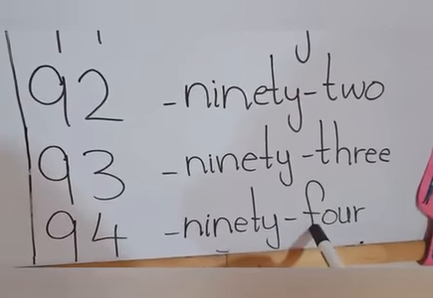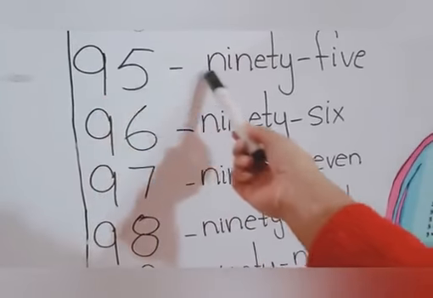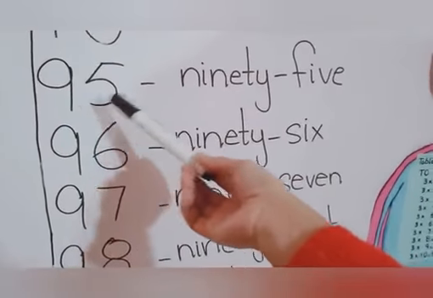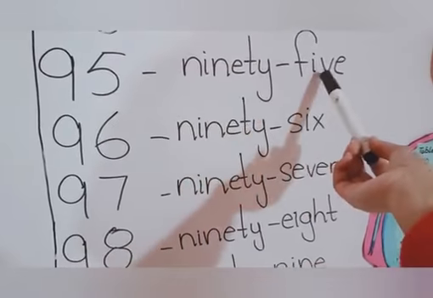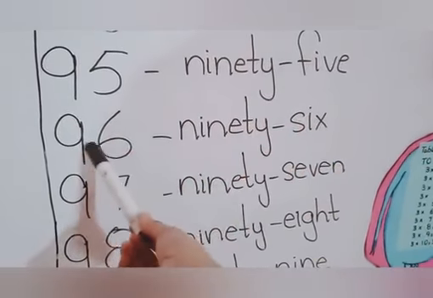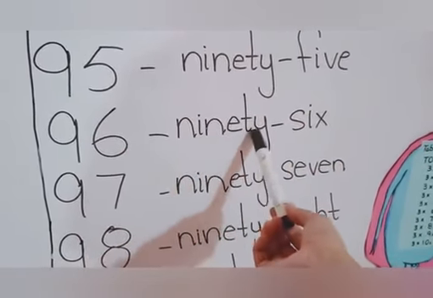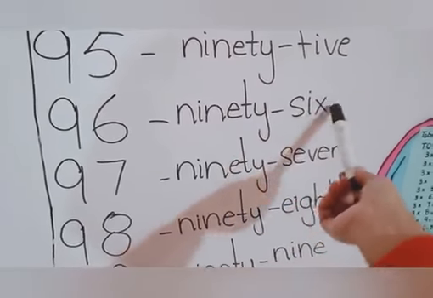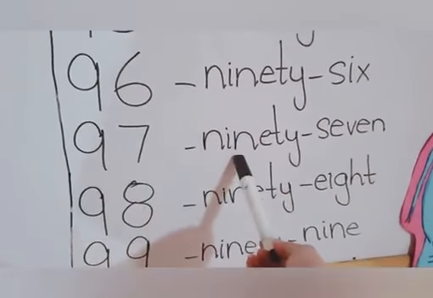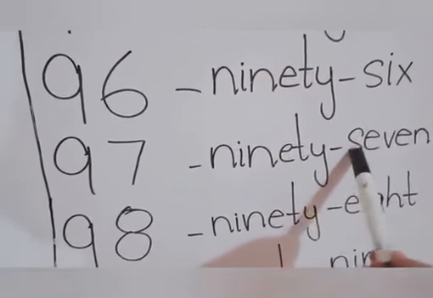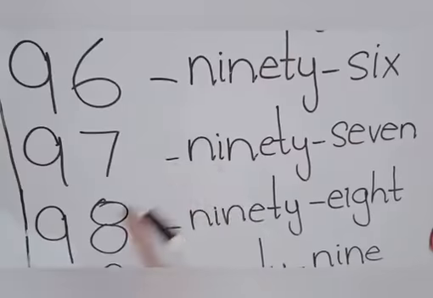T-Y, 90. F-O-U-R, 4, 94. 95. N-I-N-E, 9. T-Y, 90. F-I-V-E, 5, 95. 96. N-I-N-E, 9. T-Y, 90. S-I-X, 6, 96. 97. N-I-N-E, 9. T-Y, 90. S-E-V-E-N, 7, 97.